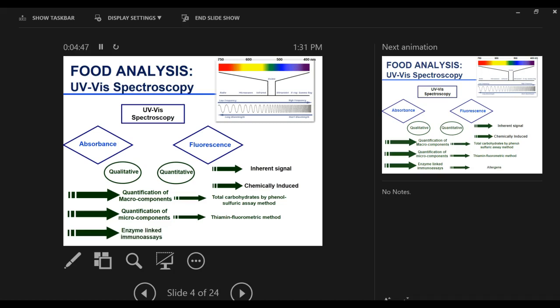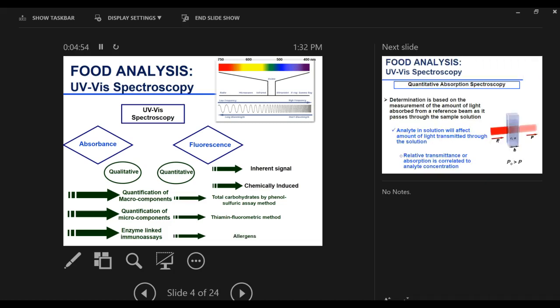Another indirect means of measurement is enzyme-linked immunoassays, or ELISAs. These are used to determine the presence of allergens or mycotoxins or many different types of compounds. But for allergens, for example, it's a protein. It needs to interact with an antibody.